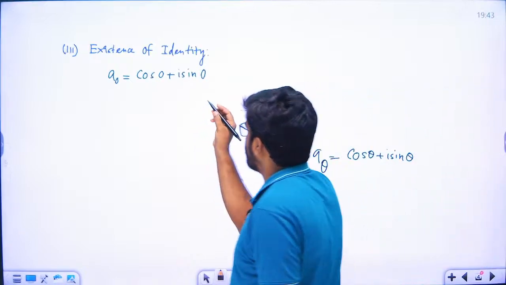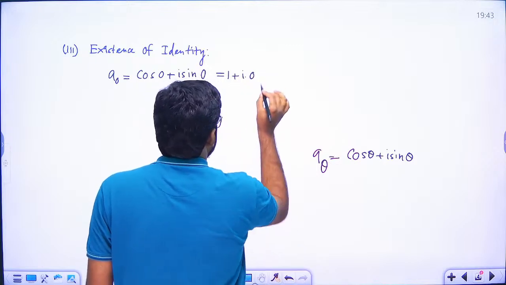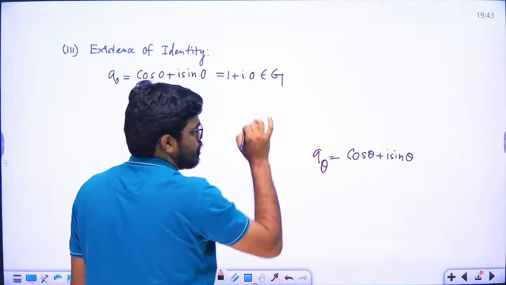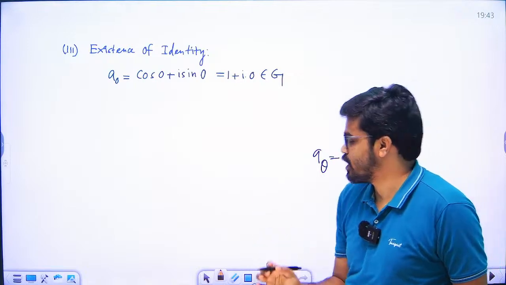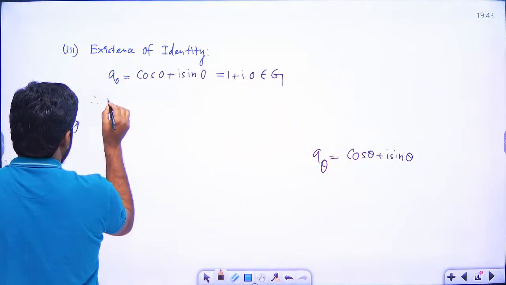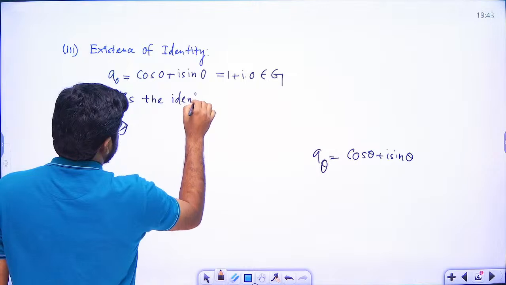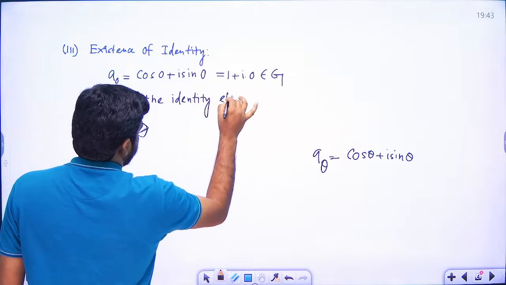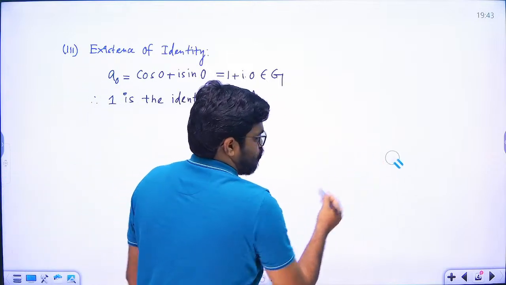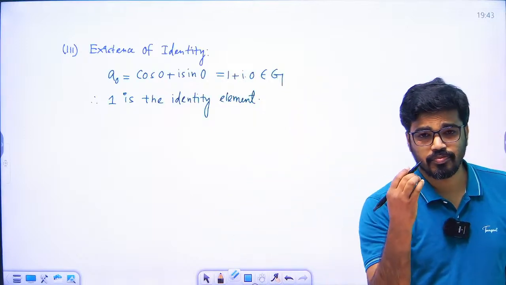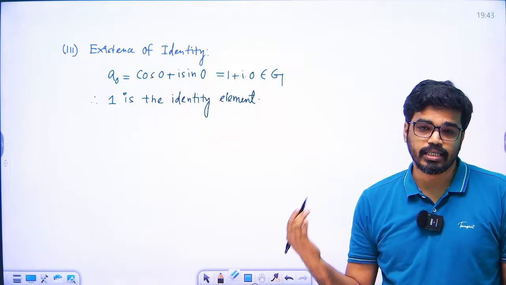So this equals 1 plus I into 0, right? So this belongs to G. So what is the identity element? Basically 1 is the identity element. So therefore 1 is the identity element. Okay. So first, closure property satisfied. Next, the associative property holds. Third, identity element, that is 1 is the identity element.